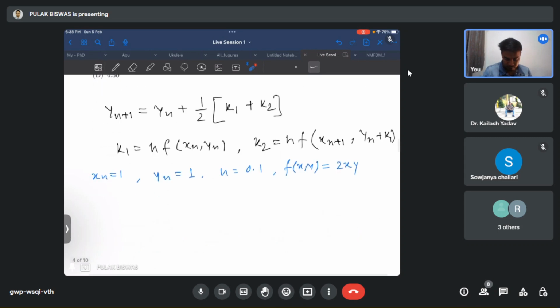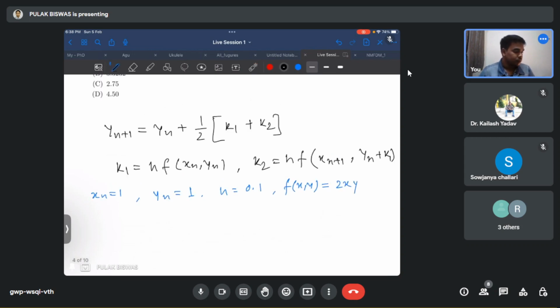So if I try to compute for the first one, that is y of 1.1, here it will be 1 plus 1 by 2 of this k1. K1 is 0.1 times the function, means 2xy, 2 into 1 into 1, plus this k2. This k2's value is coming as 2.